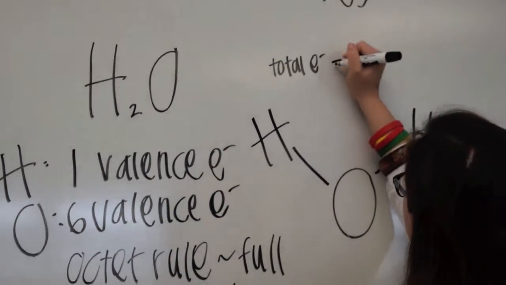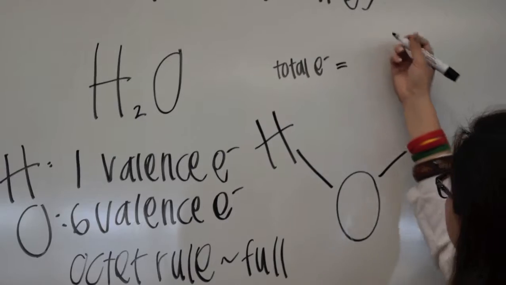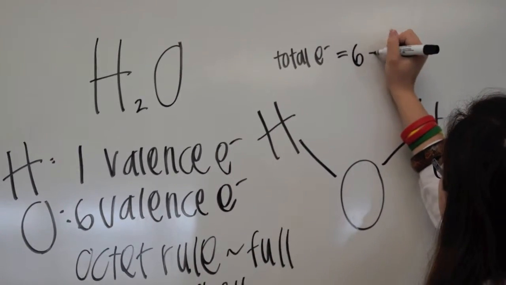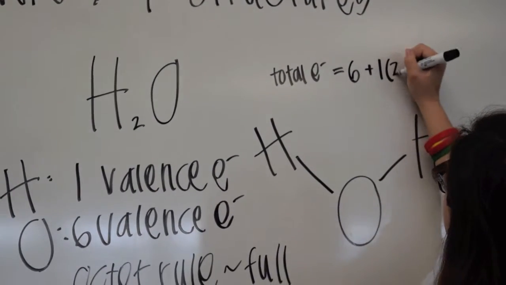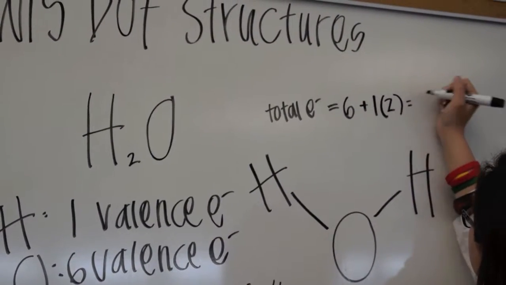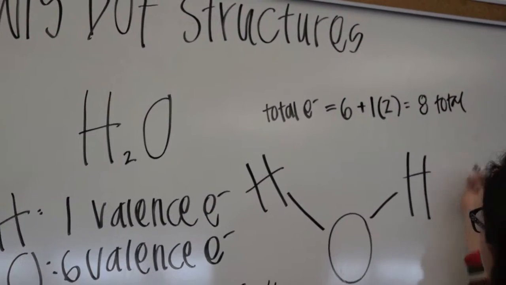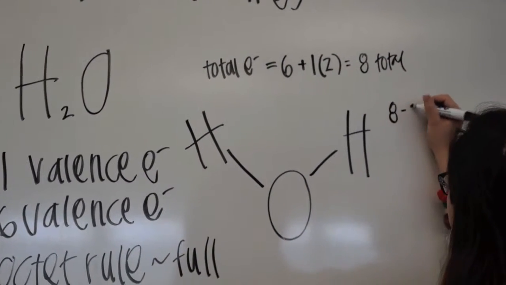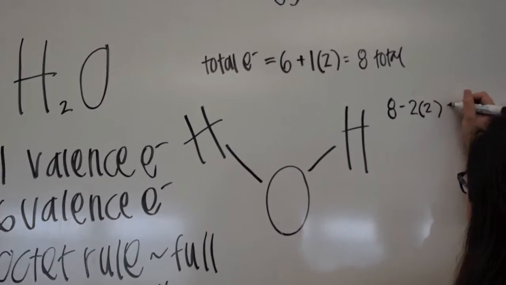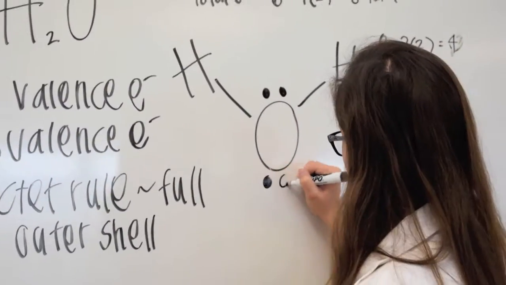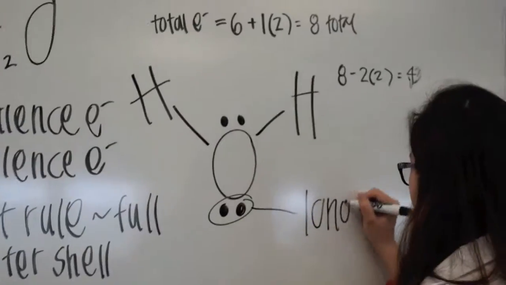Next, find the total amount of valence electrons in the water molecule. Since oxygen has 6 and hydrogen has 1, the total would be 6 plus 1 plus 1. The total amount of valence electrons would be 8. Because each bond represents 2 shared electrons, we calculate 8 minus 2 times 2. Now the leftover electrons would be 4. Using the 4 extra valence electrons, draw equal amounts of valence electrons on the oxygen. The extra dots are called lone pairs.